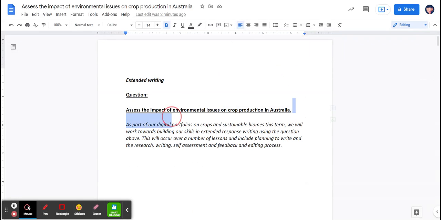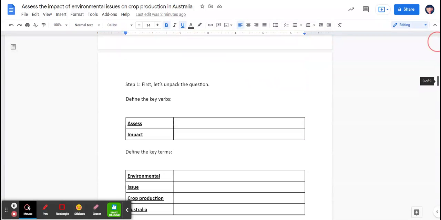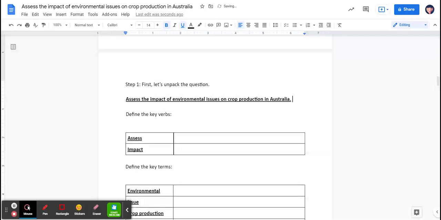Before we continue, it is really important to understand the overall question, because it is this question that will be driving our extended writing that we are working towards completing. The question is: assess the impact of environmental issues on crop production in Australia. It is really important to break down this question into the key verbs and the key terms. And we have identified the key verbs as being assess and impact.